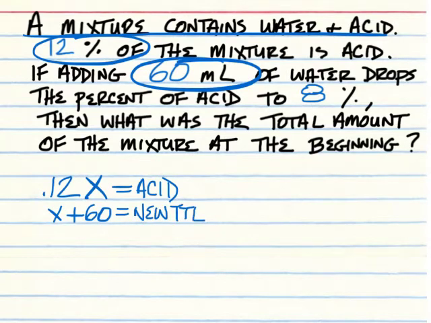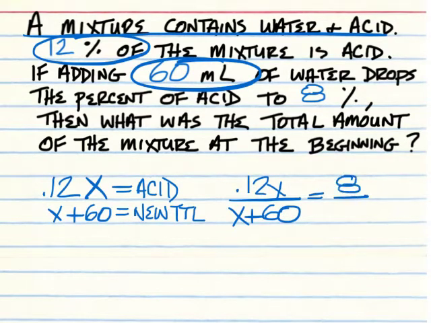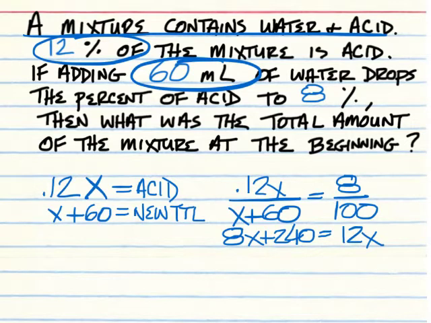Now what we would do before, and we will still do again, 0.12x, which is the amount of acid, divided by X plus 60, and set it equal to the new percent, which is 8. That is 8 over 100. Cross multiply to get 8x plus 240 and set that equal to 12x, which is what you get when you multiply 0.12x by 100.